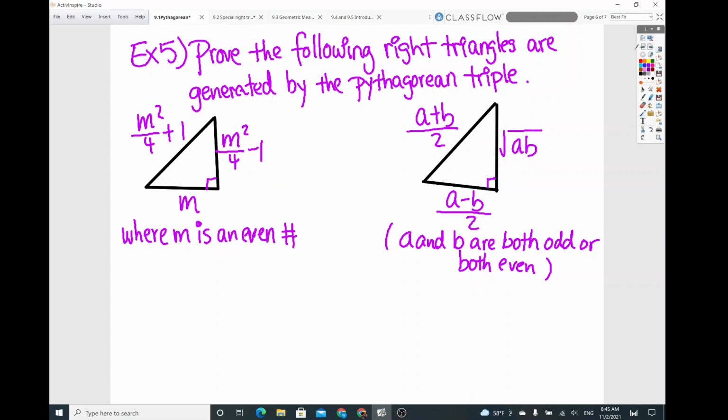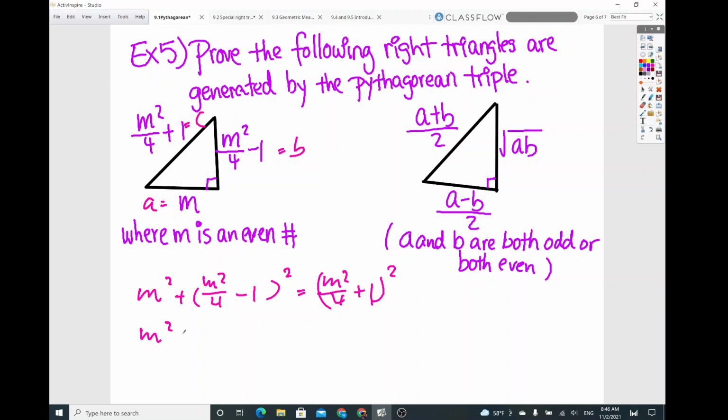Okay, so prove the following right triangles are generated by that Pythagorean triple. Basically, just plug in that a, b, and c. So m squared plus the quantity of m squared over 4 minus 1, quantity squared. Would that be the same as m squared over 4 plus 1, quantity squared? So basically, for this one you just want to verify both sides.